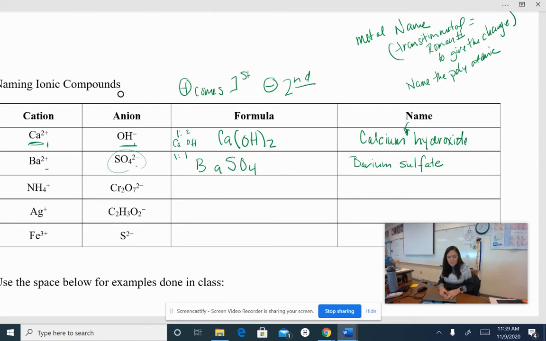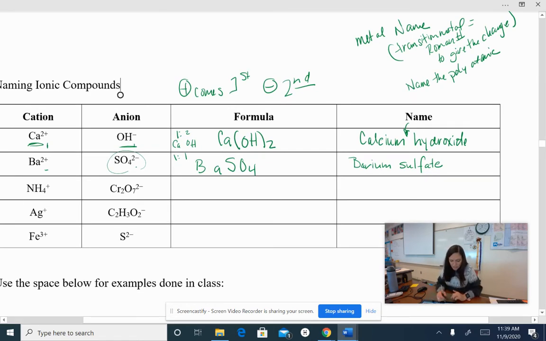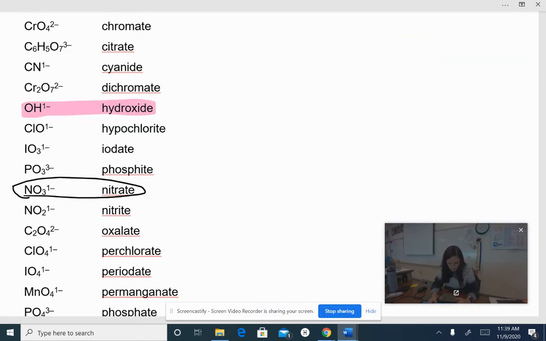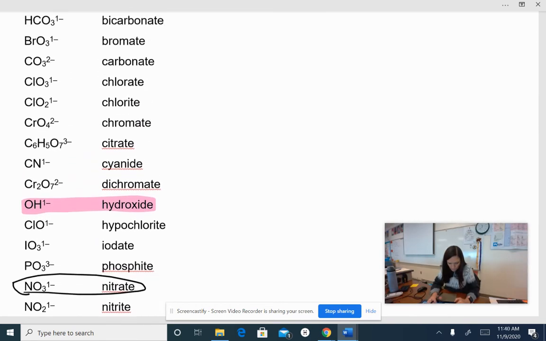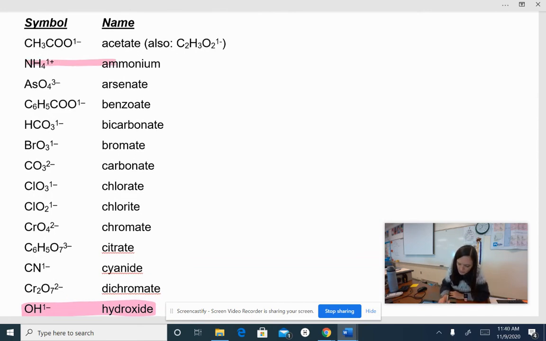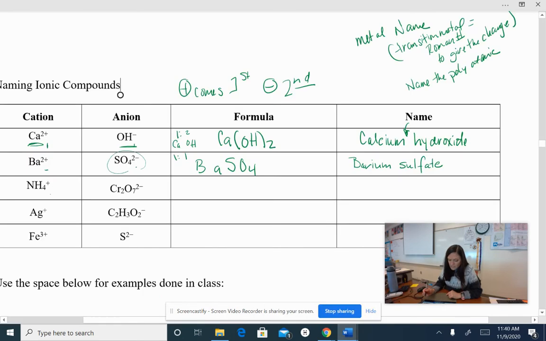Okay, let's look at this next one. NH4, positive 1. Let's look it up on our chart. There it is. NH4, positive 1. It is ammonium. Now, when our polyatomic is the positive ion, we still just use the name of the polyatomic. So I know that I can call this ammonium something. So we can start there.